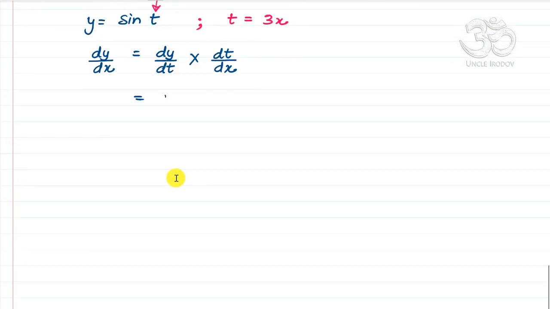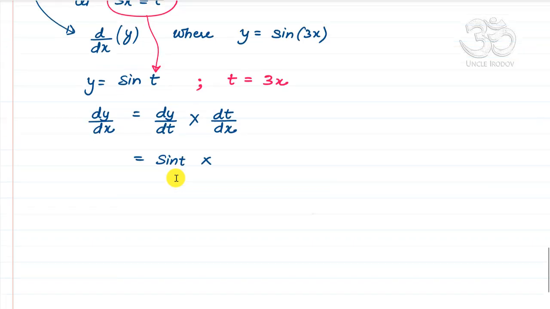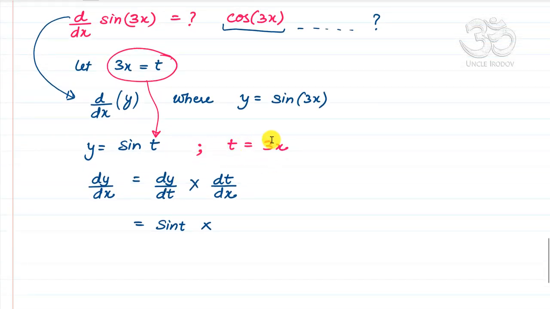So this is sine t multiplied by what is dt by dx here, using this expression. Sorry, this is cos t. So sorry. So this is cos t multiplied by, what is dt by dx from here? Three. So the answer is finally 3 cos t, and then you can resubstitute for t. So you can say this is 3 cos 3x. Done. This is the final answer.